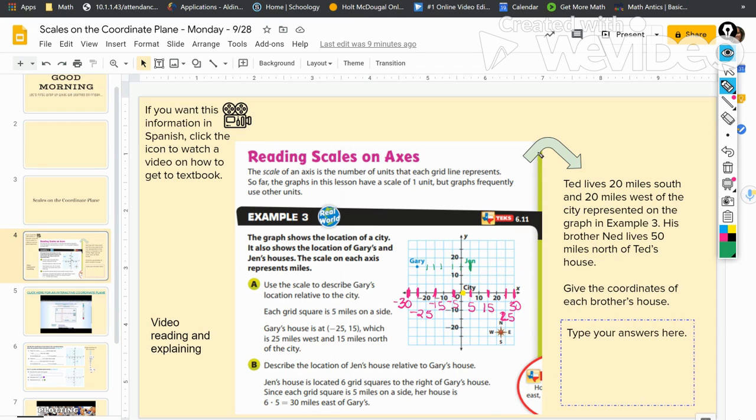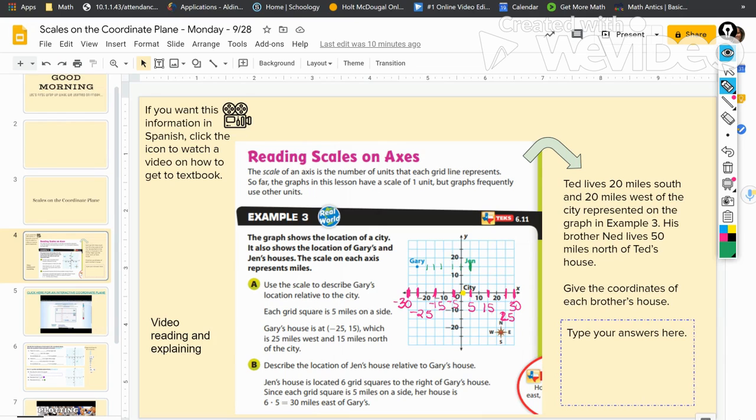Now answer these questions up here. It says Ted lives 20 miles south and 20 miles west of the city represented in the graph in example 3. So from the origin, that's where Ted lives. His brother Ned lives 50 miles north of Ted's house. So I'm going to show you how to find Ted's coordinates, and then you're going to find Ned's coordinates.